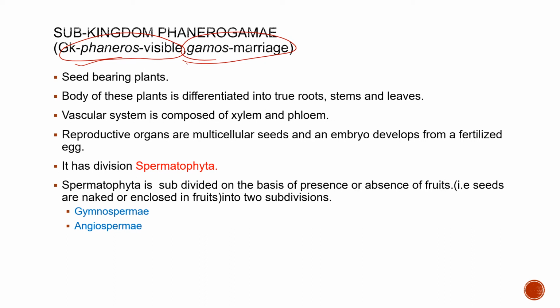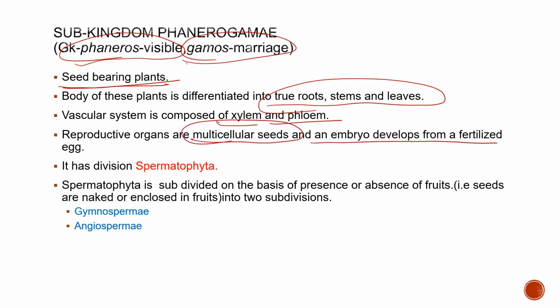So these are seed bearing plants. Their body is well differentiated into true roots, stems as well as leaves. The vascular system is composed of xylem and phloem. So the vascular system here is composed of xylem and phloem. The reproductive organs are multicellular seeds, and an embryo develops from a fertilized egg.